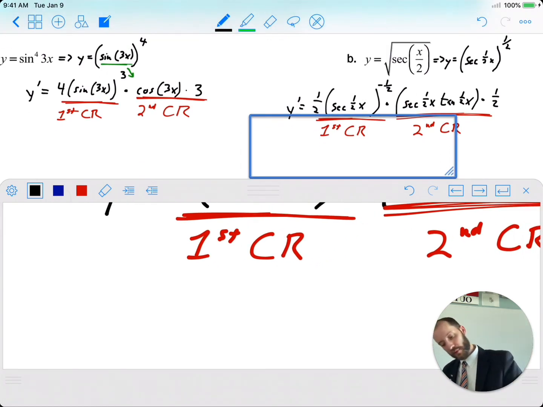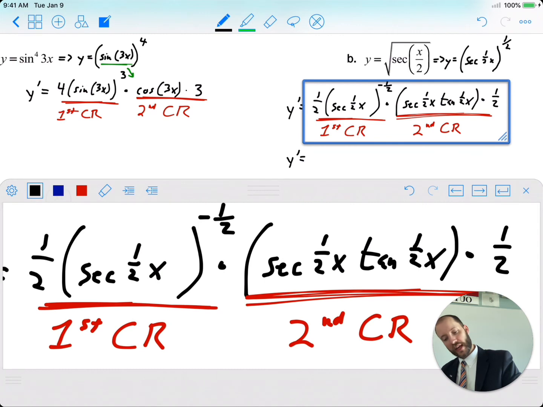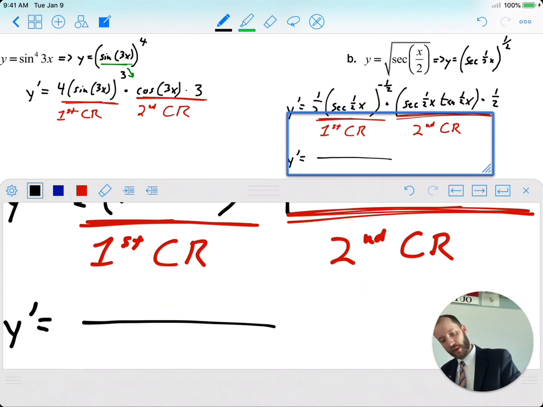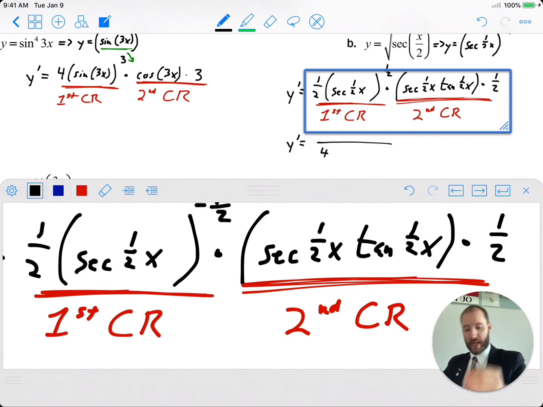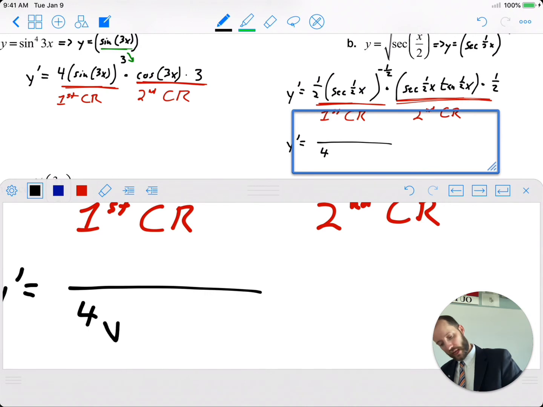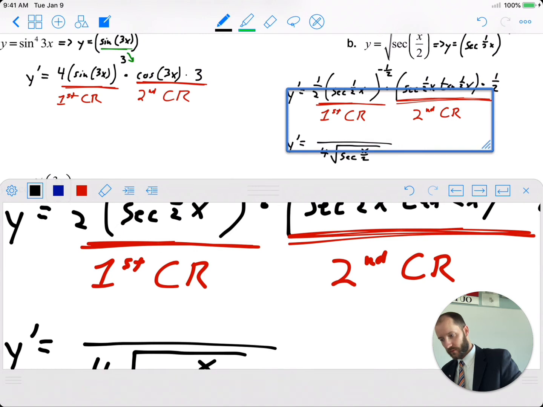If I wanted to clean that up, let's say it's a multiple choice, you got to do some algebraic manipulation. The 1/2 and 1/2, those are paired together to become a 1/4, so let's put a fourth in the denominator. The secant 1/2 x to the negative 1/2, move that to the denominator and make it a square root. So secant x over 2. The secant x over 2 tangent x over 2, that can move to the top of the fraction.